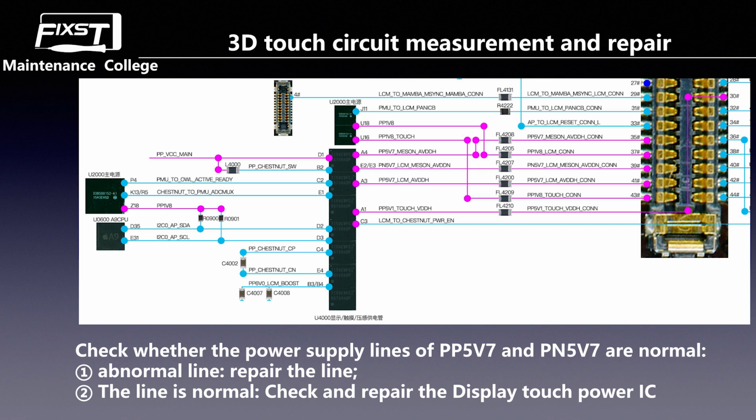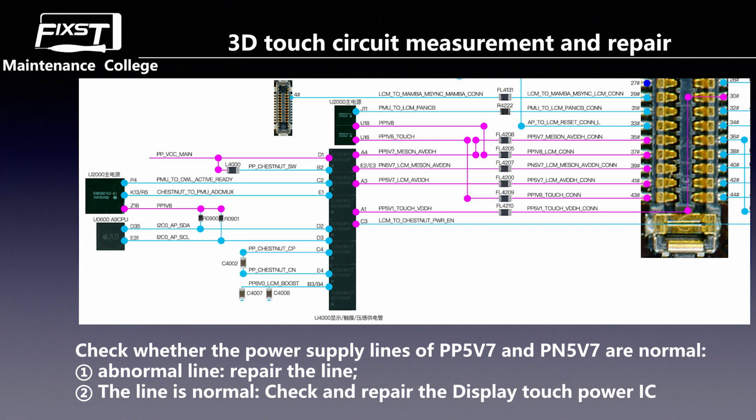Normally, if the touch is normal, the 3D touch circuit is also normal. As we talked about before, for the 3D touch function to work normally, it also needs two conditions: one is power, the second is the signal. All its lines are connected to the touch connector. If those lines are open, it will cause the touch function to not work. So normally, if the touch function is normal, the 3D touch is also normal.